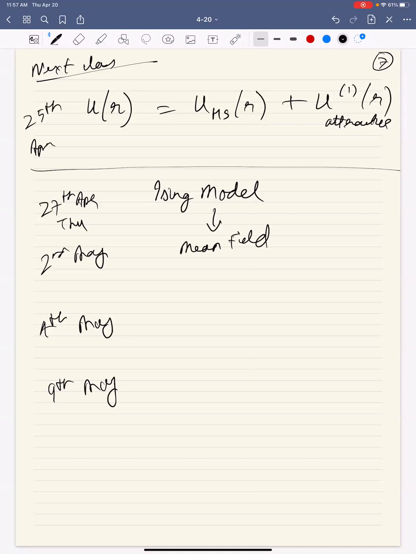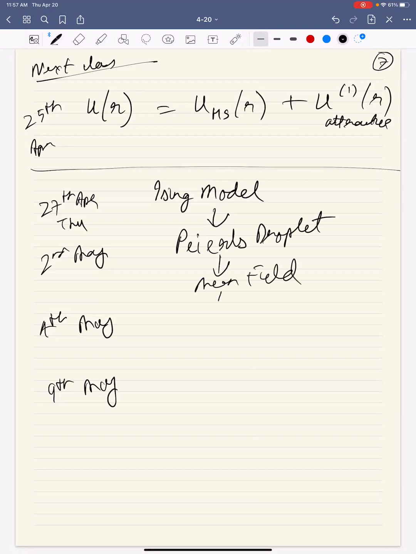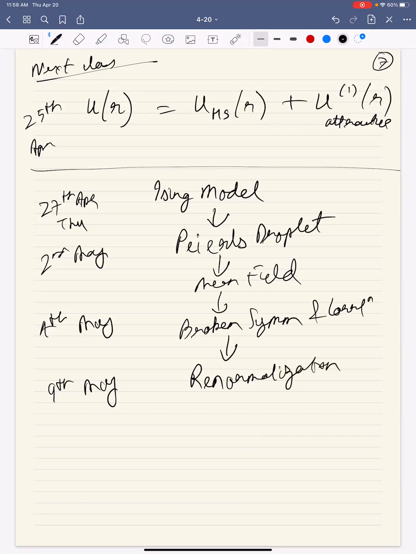So we'll do the Ising model, and actually the first thing we will do is an argument which I like a lot, known as, let me write down the spelling, Peierls' droplet argument. It's an intuitive argument to show what happens in an Ising model. So we will study that. Then we will go to a mean field approach. I will talk about concepts such as broken symmetry and correlation length. And in the very final class, I will introduce you to a very basic picture of what is known as the renormalization group.